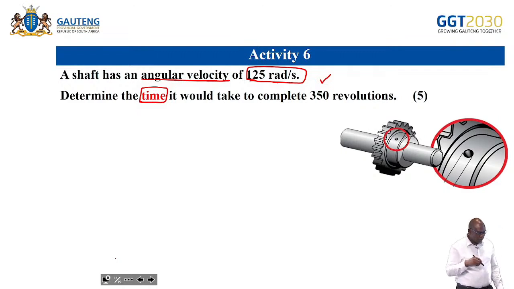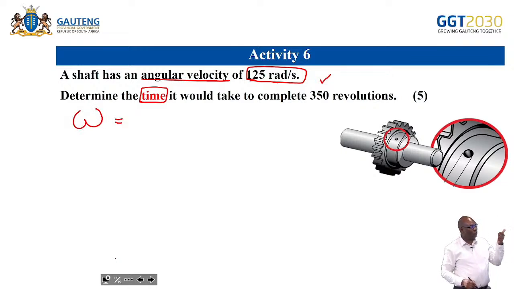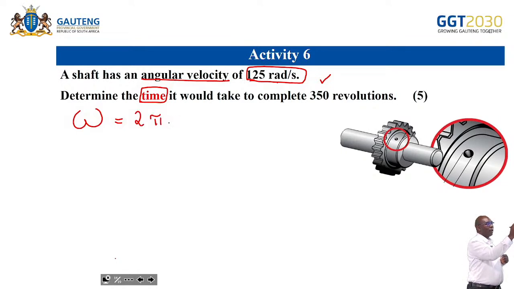So the angular velocity was given. Remember the formula for the angular velocity: we have theta over t, of which we don't have an angle, and we don't have time here. So if we've got an angle, then we'll be able to do that. So there we have 2 pi multiplied by n. So what are we looking for here? We are looking for n.